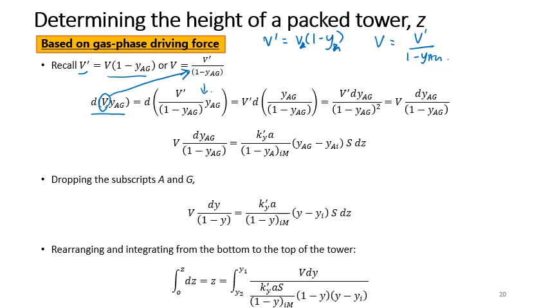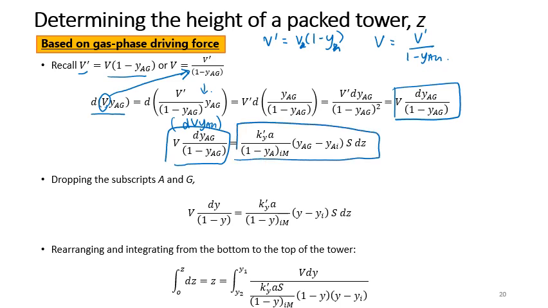differentiate with respect to YAG. I'm sure you know how to differentiate it by now. You can do it step by step, and finally you get this term: V times dYAG over 1 minus YAG. Then this one is your dVYAG already. So you substitute this, it equals this. Follow the previous slide also. Then you just drop the subscripts A and G in all of the equations here. So you just end up with V dy over 1 minus y equals everything here.